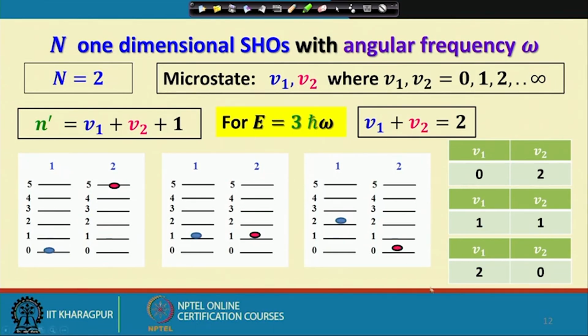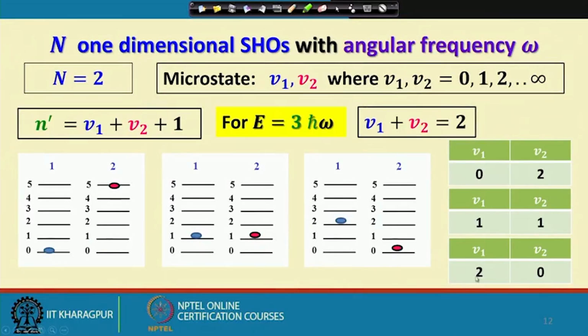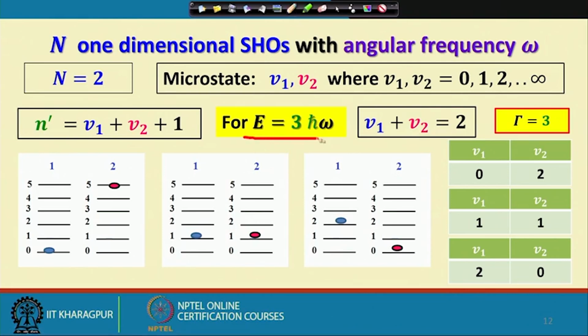Now, V1 in itself could have been 3, but it is not possible here because V1 plus V2 must be equal to 2 and both V1 and V2 are positive integers starting from 0. Therefore, the maximum value of V1 is associated with the minimum value of V2 and I have exhausted all my options. Therefore, I can say that the total number of microscopic states possible for E equal to 2 h cross omega is equal to 3.